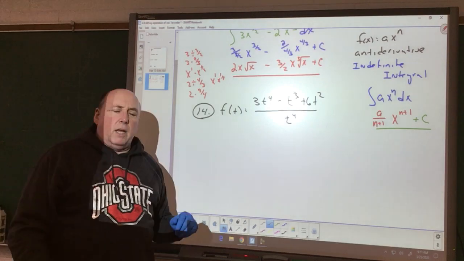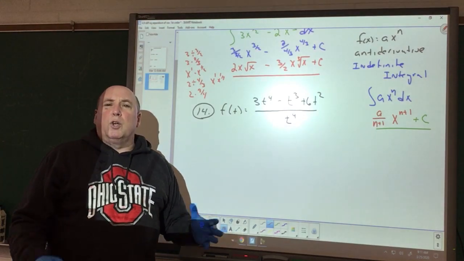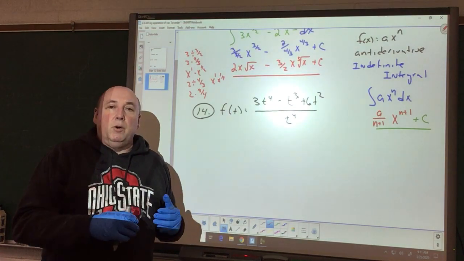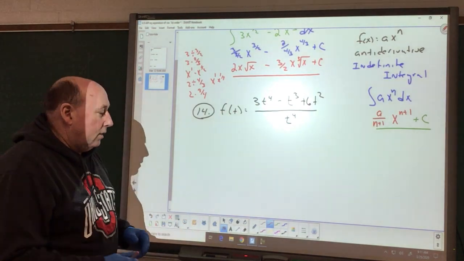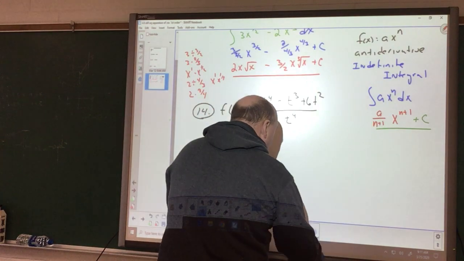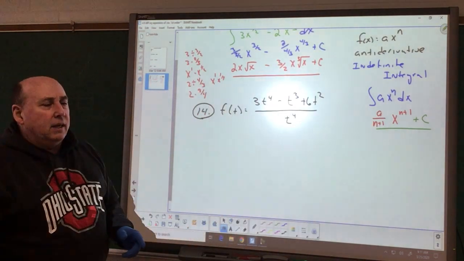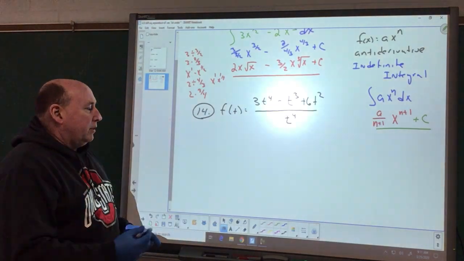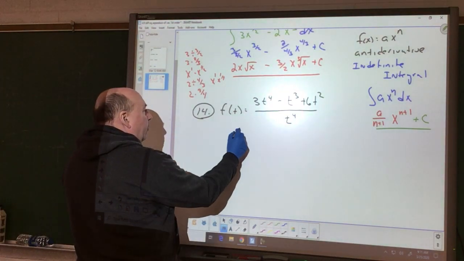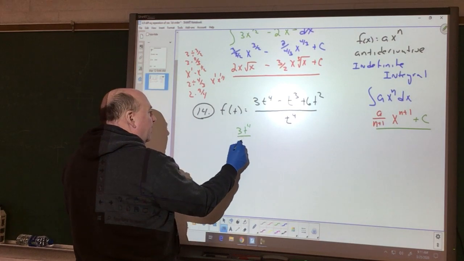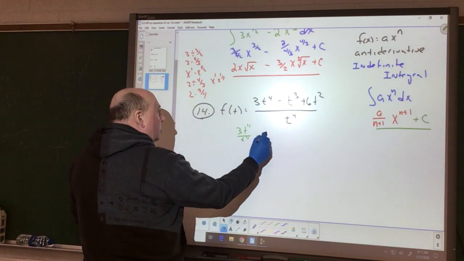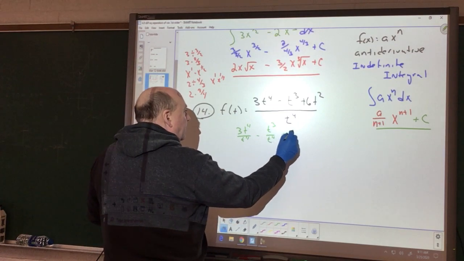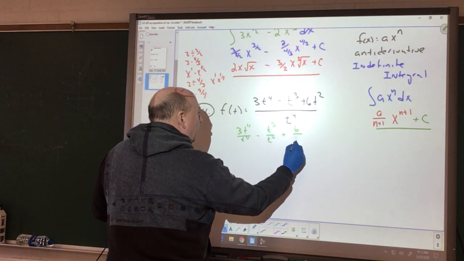Well, if we look at this, it looks like, gosh, we need to have some sort of quotient rule that will allow me to calculate this. Well, we don't need a quotient rule, but we can rewrite this as each one of these is over the value of t to the 4th. So we have 3t to the 4th over t to the 4th minus t cubed over t to the 4th plus 6 over t squared.